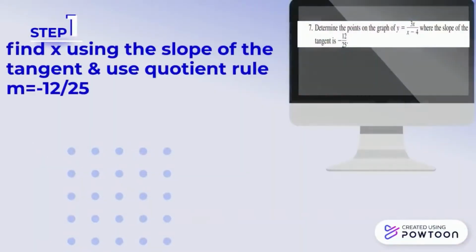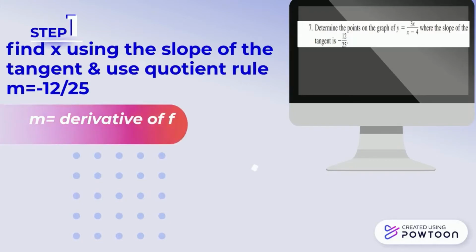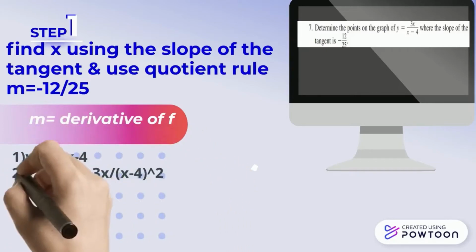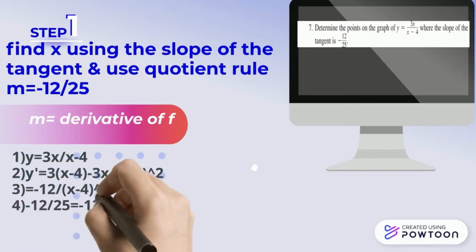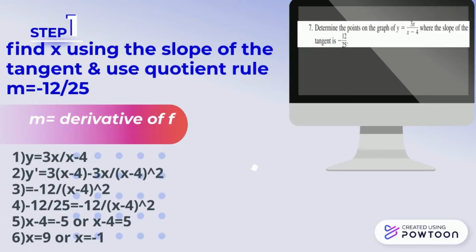Step 1. Find x using the slope of the tangent and use the quotient rule. m equals negative 12 over 25, where m equals the derivative of f. For part 1, we write down the function y equals 3x over (x minus 4), and then part 2, we write down the derivative of the function. In part 3, we simplify the derivative of the function. Part 4, m equals the simplified derivative of the function.